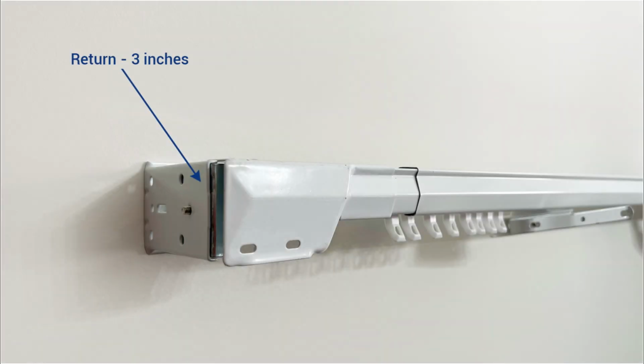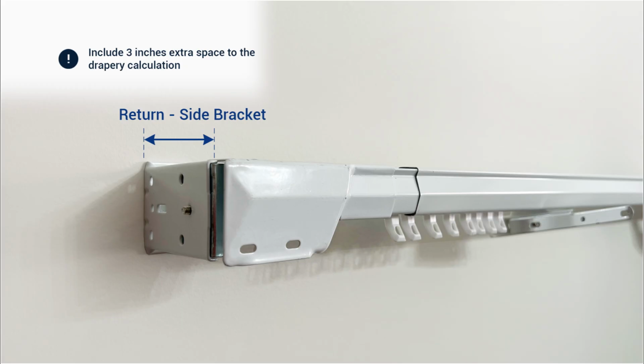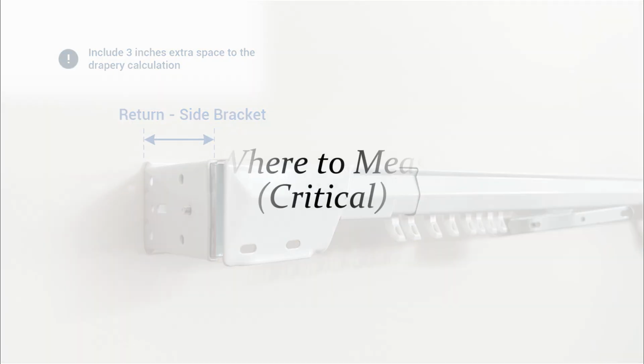Now, if your rod is not installed wall to wall, you'll have open sides, also called returns or end brackets. In that case, you must include that extra space in your calculation so the drapery fully covers the sides of the rod. In our example, the rod is wall to wall, so we don't need to add anything for returns.